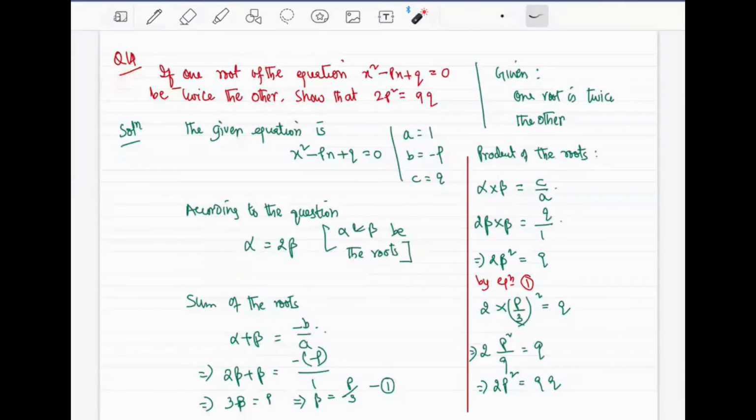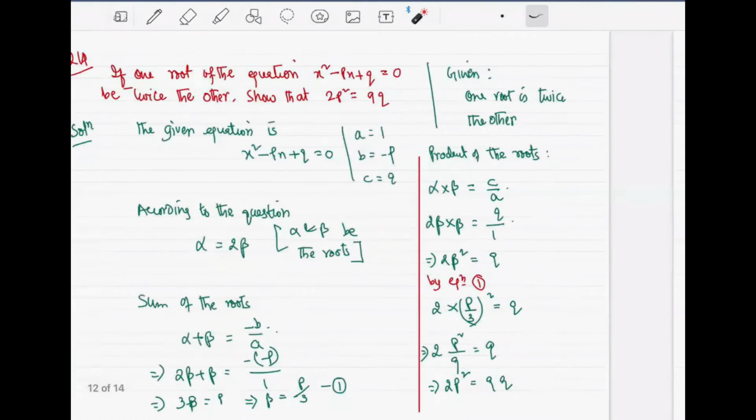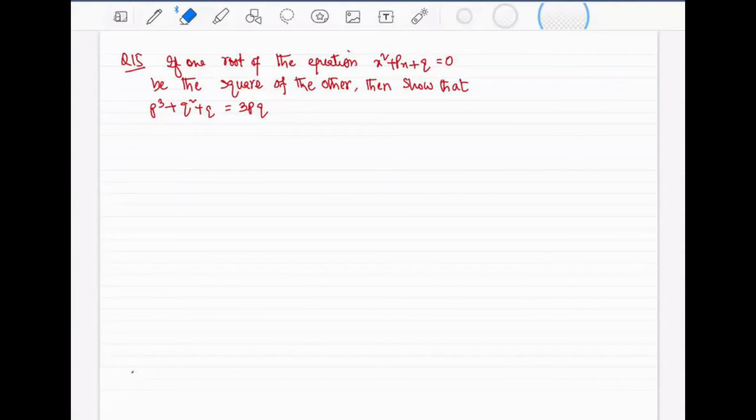So this one will be slightly long. Okay, look. What does the question say? One root of the equation x squared plus px plus q is equal to 0 be the square of the other. Then show that p cube plus q squared plus q is equal to thrice pq.